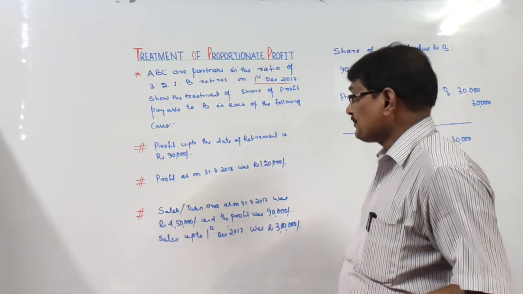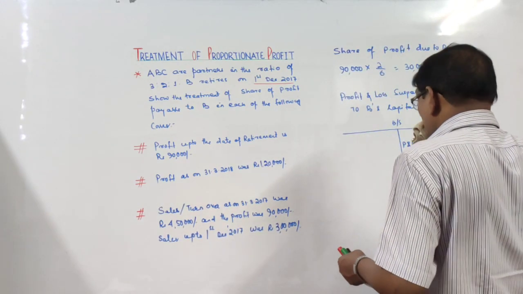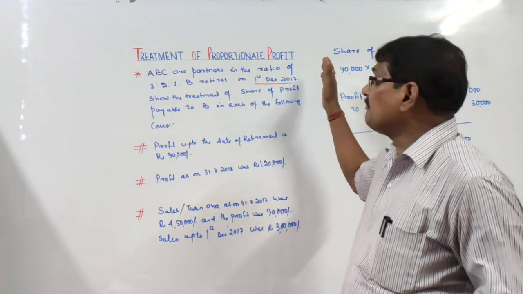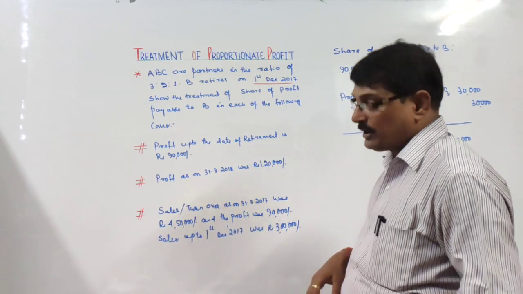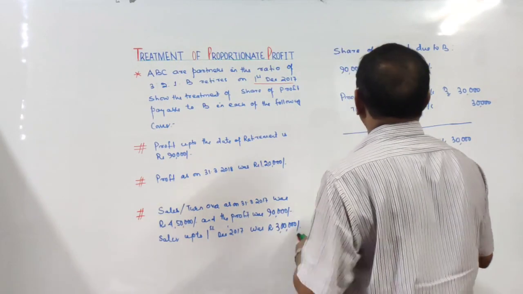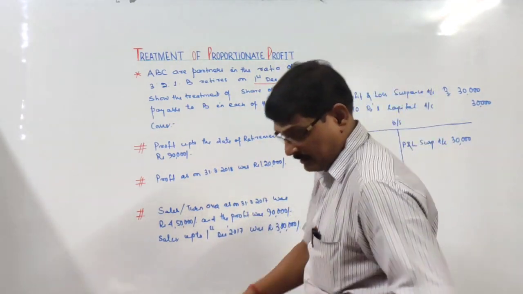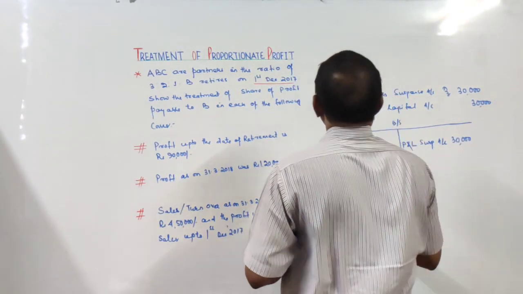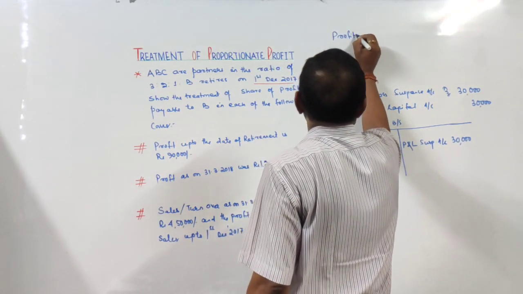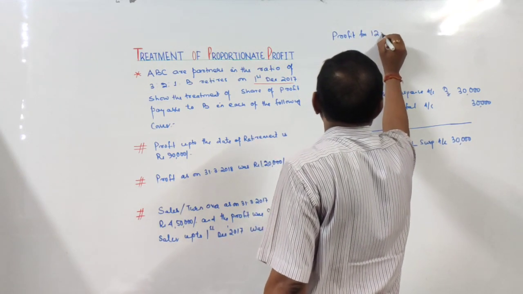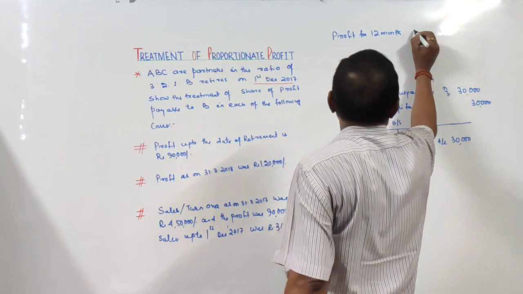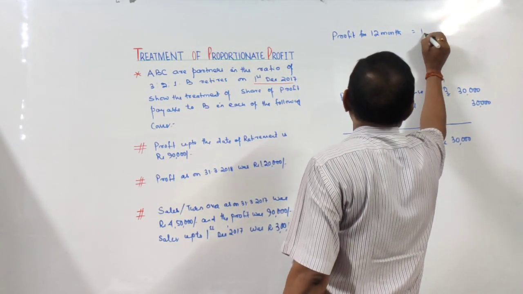Now come to the second case. In the second case it is given that the profit up to the end of the accounting year, that is up to 31st March 2018, is 1,20,000. At that time what will we do? The only change is we have to calculate the proportionate profit. Now how is it to be calculated? Now see, profit for 12 months, that is up to 31st March 2018, is equal to 1,20,000.